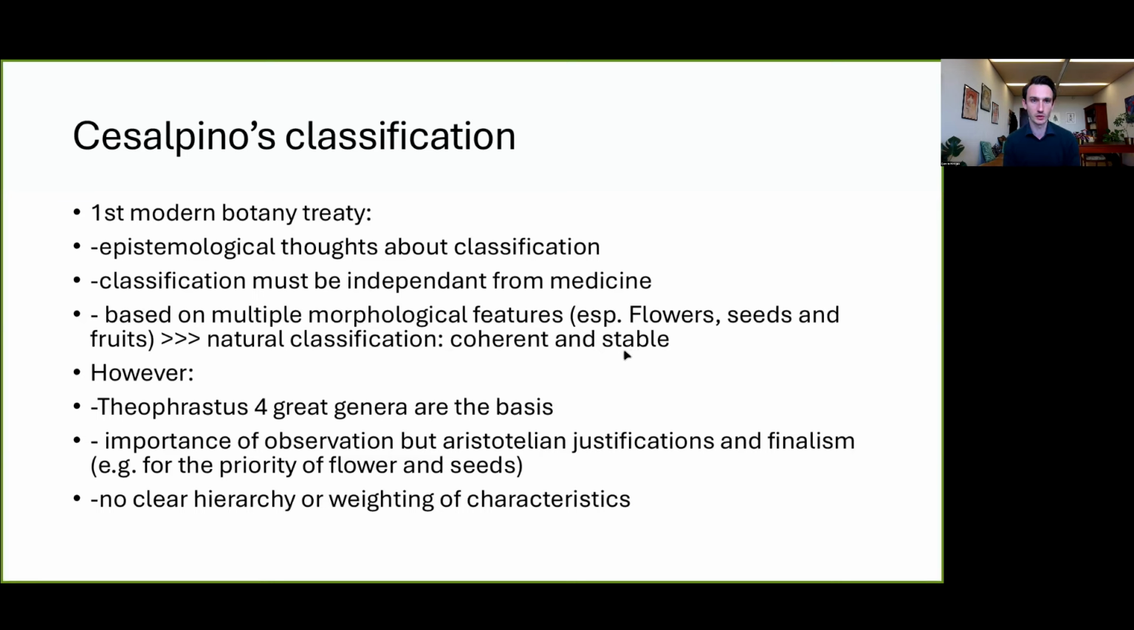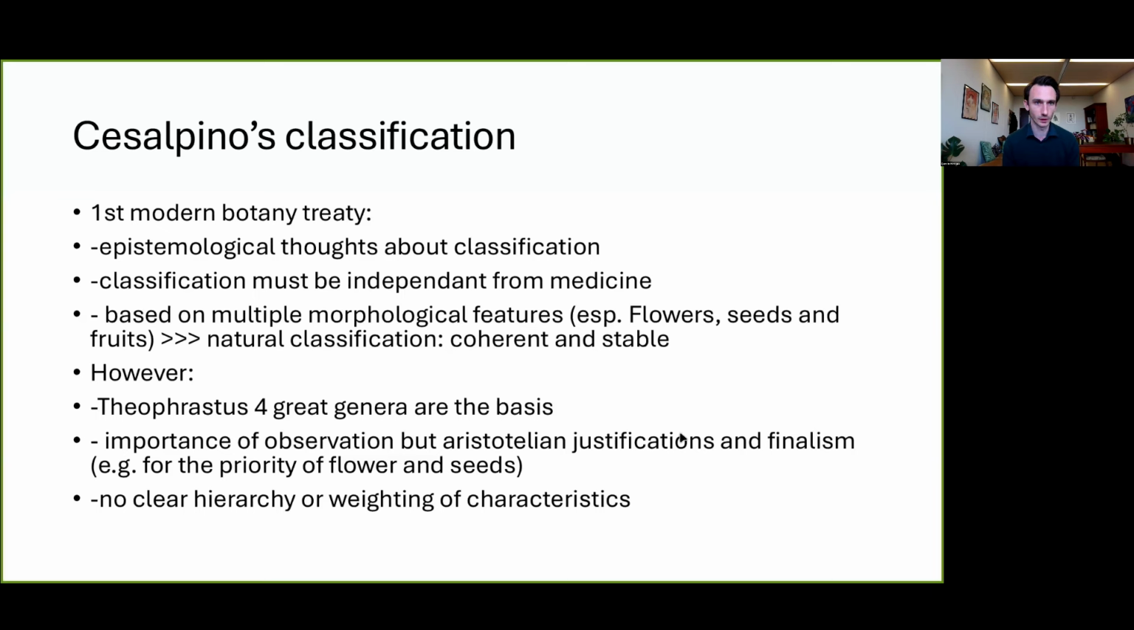Another mitigation of this modern way of thinking about classification is the importance of observation on one hand, but on the other hand, the very Aristotelian justification and finalist way of thinking used in the Plantis. And as Corentin said, for example, the justification of giving priority to flowers and seeds as a more important characteristic for the classification than roots or stems or leaves is justified by the Aristotelian idea that the reproductive faculties is more important. So fruits, flowers, and seeds should be more important to classify plants.